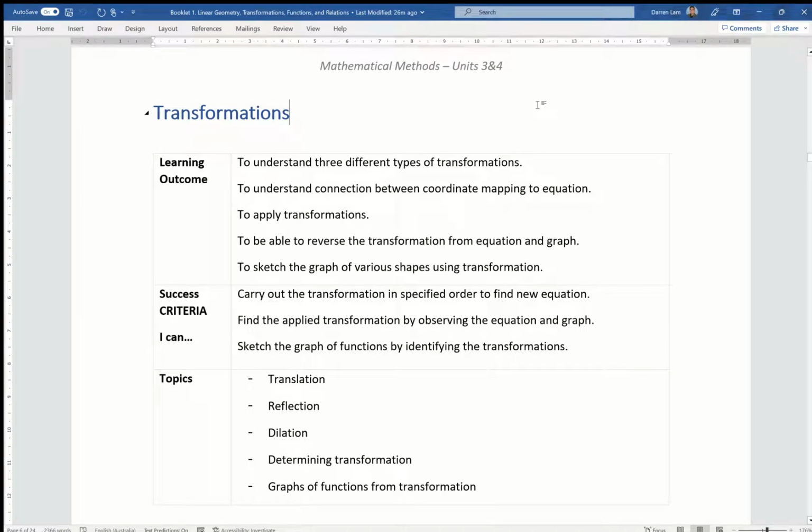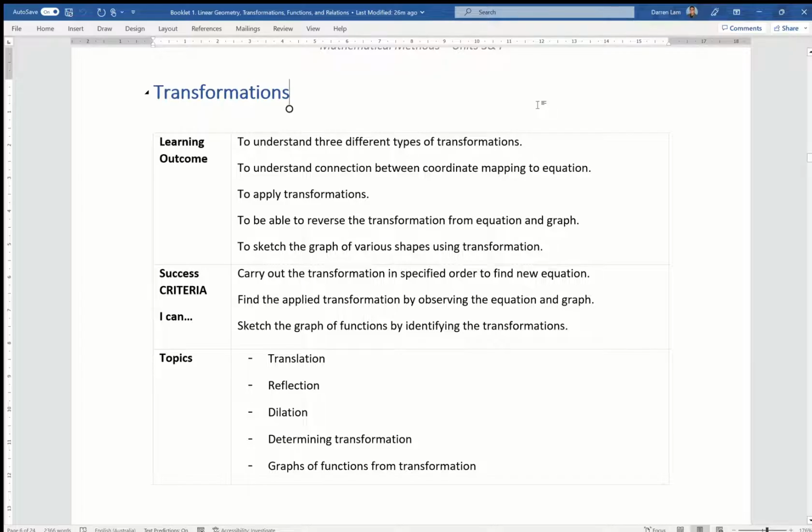This is the introduction to exercise 5.1 on transformations. Now the idea is that we're going to understand three different types of transformations you have already learned about in the past: dilation, reflection, and translation. We need to understand the connection between coordinate mapping and the equation.